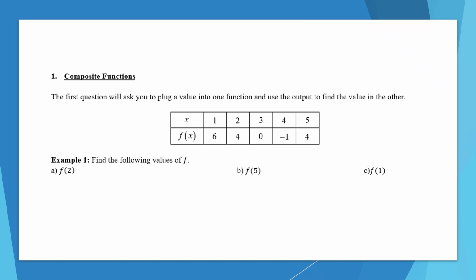So example 1 should be pretty easy. Find the following values of the function f. F of 2, when x is 2, f of 2 should be 4. So here, f of 2 equals 4. F of 5 is also 4. And then f of 1 is, in this case, 6. So we're going to start off pretty easy.